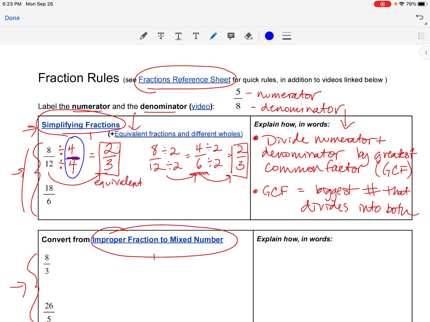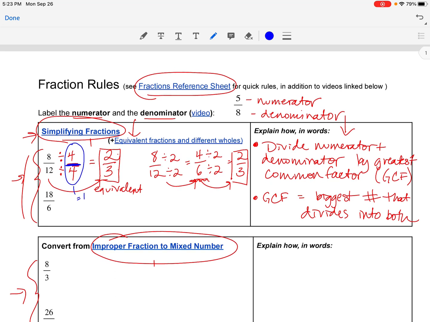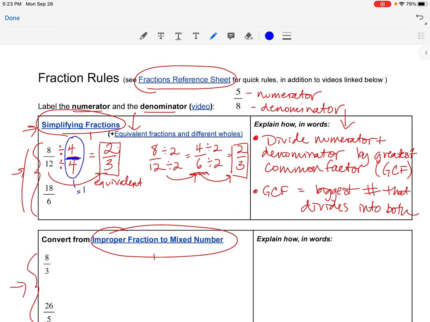When you look at this right here, 4 over 4, that equals 1, right? Whenever you divide something by 1, or multiply by 1, you don't change its value. So that's what we did here, we divided by 2 over 2, divided by 2 over 2. All of those equal 1, so they haven't changed the value. They've just put it in simpler terms.